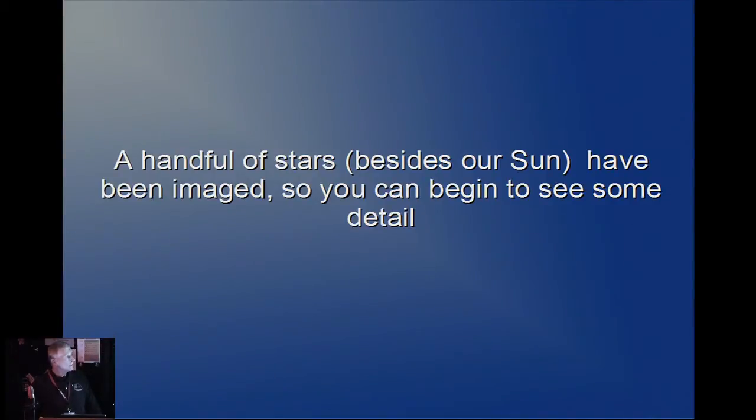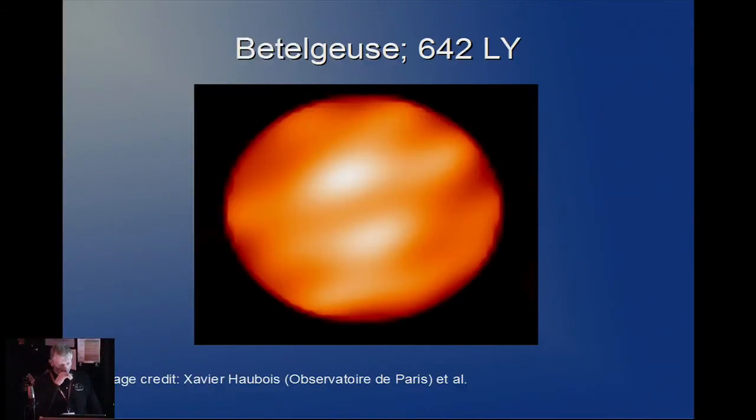And just a handful of stars, besides the sun, they can actually image and begin to see some detail. This is Betelgeuse. Again, we've mentioned that a couple of times. This is a fairly recent image, and they think those lighter spots are like sunspots. They're different areas of temperature on the surface.